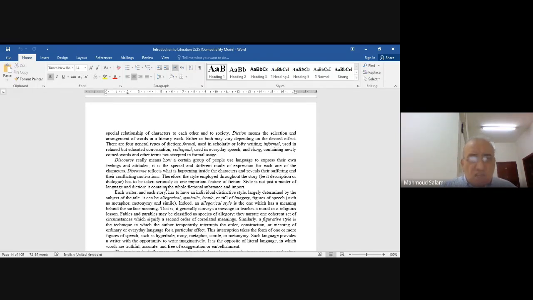Okay, discourse again reflects what's happening inside the characters and reveals their suffering and their conflicting motivations. Therefore, the style employed throughout the story, be it description or dialogue, has to be taken seriously as one important feature of diction. Style is not just a matter of language and diction. It contains the whole fictional substance and support. Again, this is quite interesting to see.